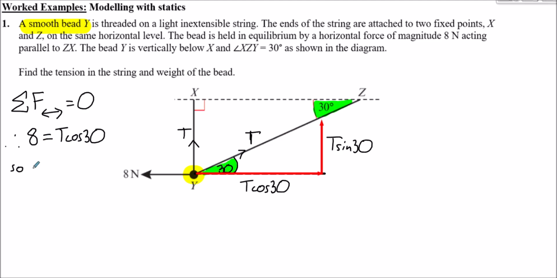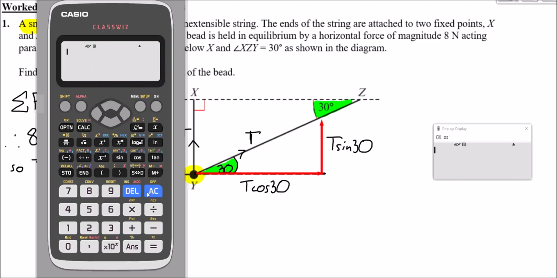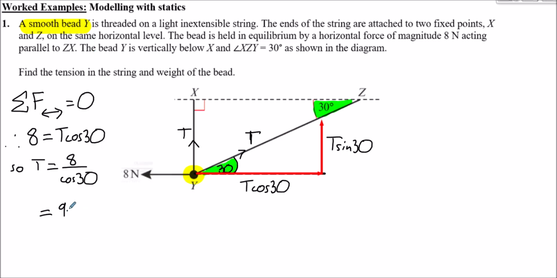So if we just divide both sides by cos 30, T must be 8 over cos 30. So if we just work out what this is now, 8 over cosine of 30, that's going to give us a value of 16 root 3 over 3, which equates to 9.24 newtons to 3 sig figs.